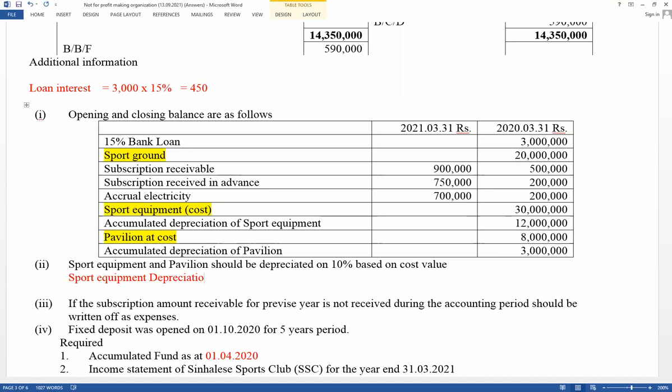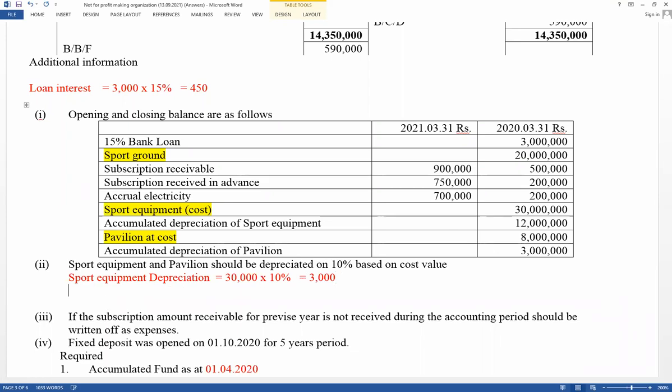Sport equipment depreciation. Sport equipment cost value equals 30,000, and based on that value, 10%. Annual depreciation should be considered as an expense also. As well as the pavilion, also available based on cost value 10%. Try to calculate pavilion depreciation also.